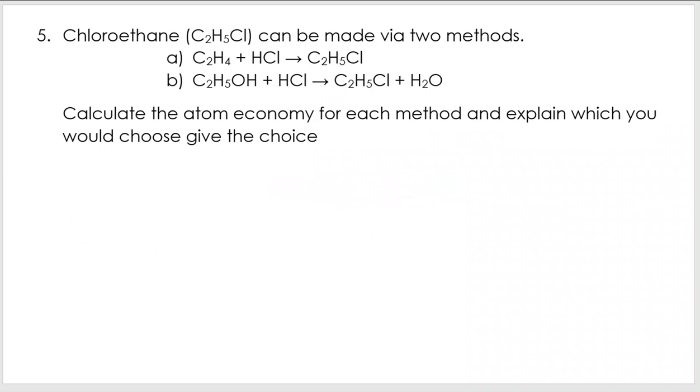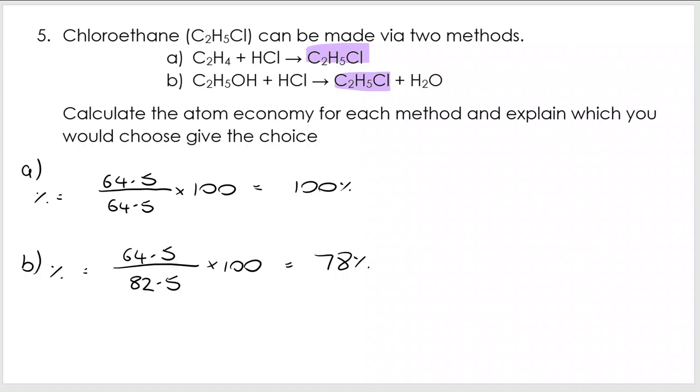This is looking at 2 alternative methods, and you might want to think about industrially which of them you would use. Well, if I take the first one, I have an atom economy of 100%. It means there's no waste product at all. But on the second one, it's only 78%. Now, it is definitely industrially advantageous to get the higher atom economy. To get 100% atom economy is absolutely fantastic.